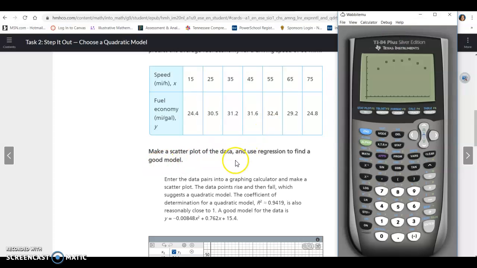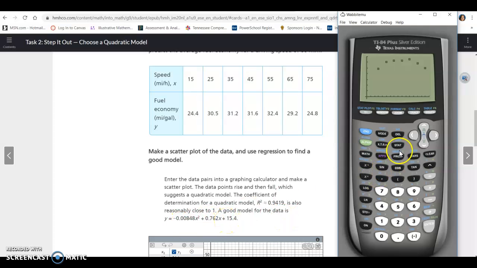It says make a scatter plot of the data and use regression to find a good model. Enter the data pairs into a graphing calculator and make a scatter plot. So we've done that. The data points rise and then fall, which suggests a quadratic model. The coefficient of determination for a quadratic model, r squared, is about 0.919, which is also reasonably close to 1. So it's not as good as the last task where it was like 0.999, but 0.919 is a pretty high number, close to 1. And so a good model for the data is this.